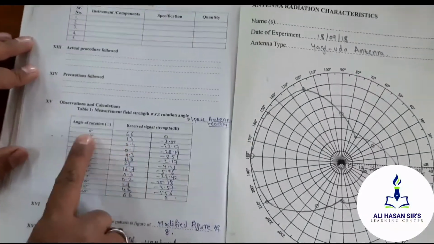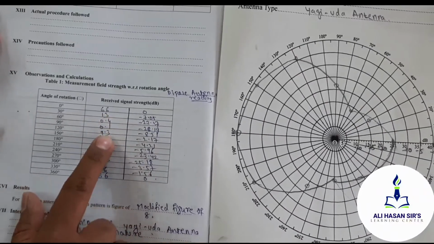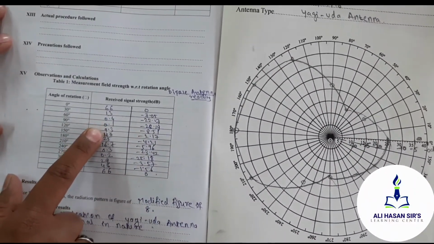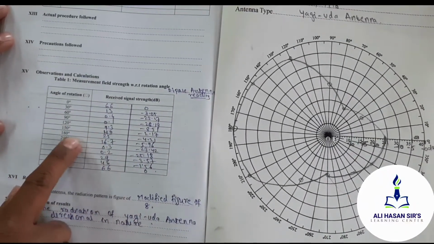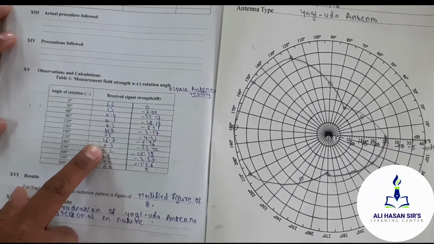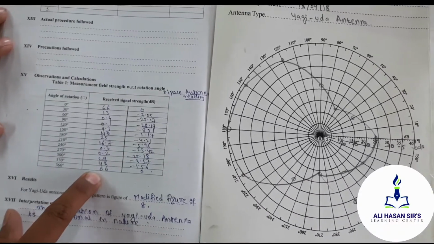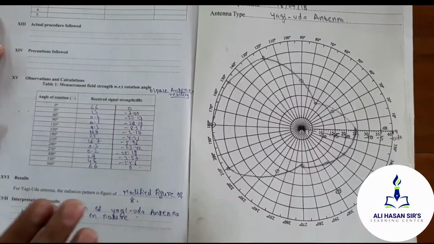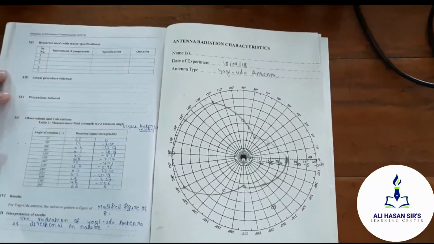For my experiment, for 0 degree I got the maximum current as 66 microampere. Now as I move from 0 degree towards 180 degree, there is a decrease in the current value. Once again, as I move from 180 degree towards 360 degree, I get an increase in the current. So what we have observed is that the Yagi-Uda antenna radiates maximum in only one direction, and in the other directions the radiation is very minimal.